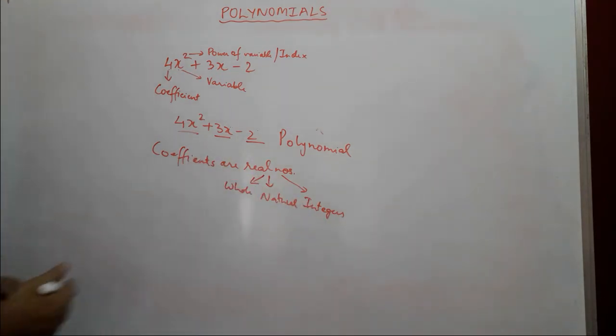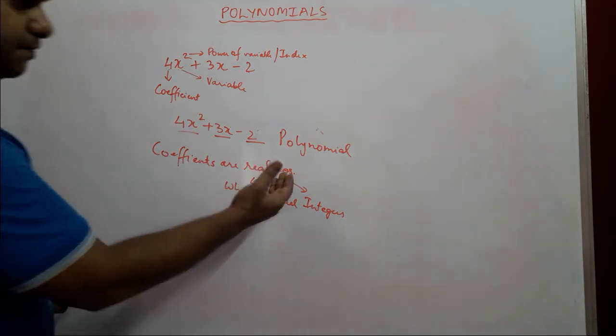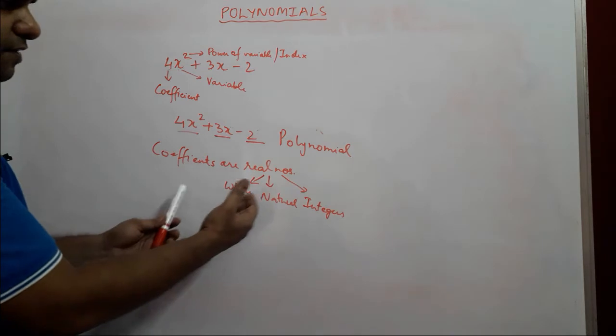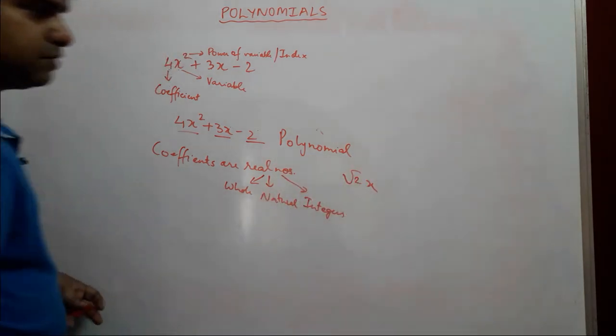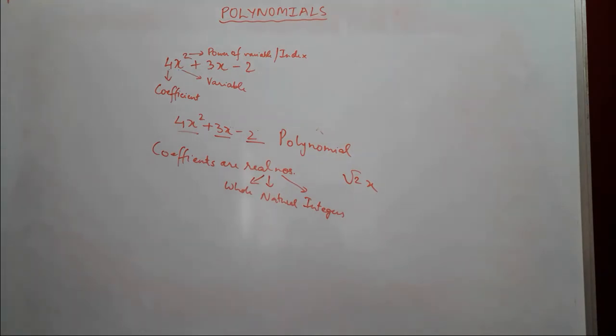If we recall what we have done in our first chapter, we will know what real numbers are. So we can also have irrational numbers as well. You can have something like root 2x as well. This will also form a part of polynomials.